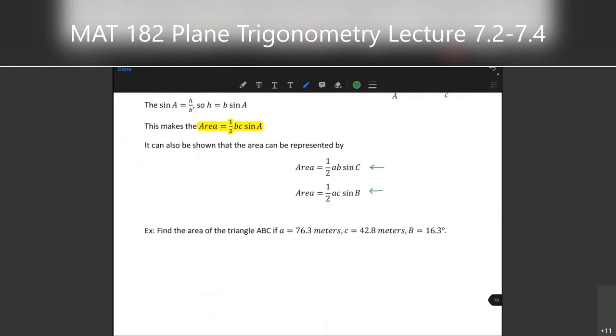So let's consider maybe the first one here. We want to find the area of a triangle ABC if we know side length A, side length C, and angle B. So this would be a nice first-case triangle with a side-angle-side arrangement. And in this case, we'd want to look at that last formula because we do know angle B and we know side lengths A and C. So we can say that the area of that triangle is just going to be 1/2 times A times C, and then we'd go with the sine of angle B.